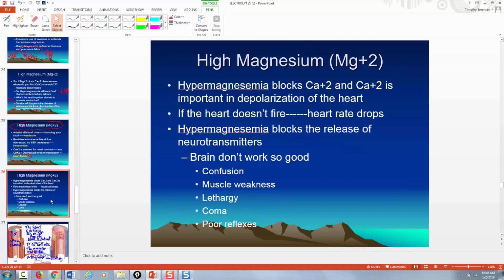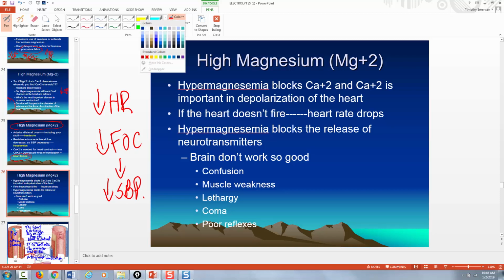Alright. Now, when we talk about the heart, you're going to get a drop in heart rate, and you're going to get a decrease in the force of contraction of the heart, or how hard that heart contracts, and that's going to lead to a drop in systolic blood pressure. So these people can develop hypotension, right?